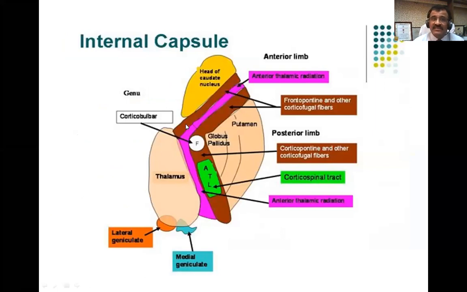You can see the genu, corticobulbar. You can see the anterior limb. You can see the posterior limb here. These are the other parts of diencephalon. So we are going to diencephalon later on. So this diagram at least you should draw.